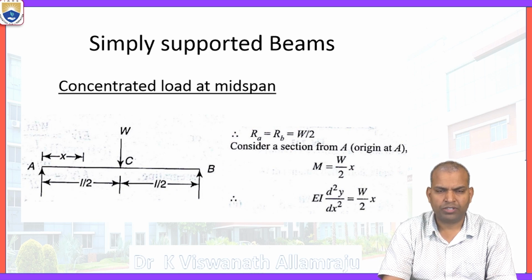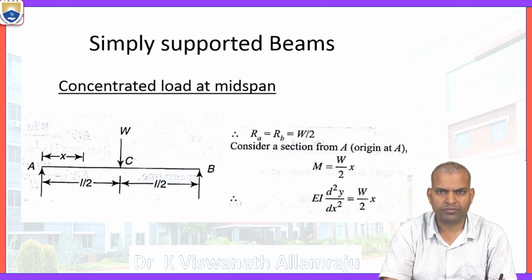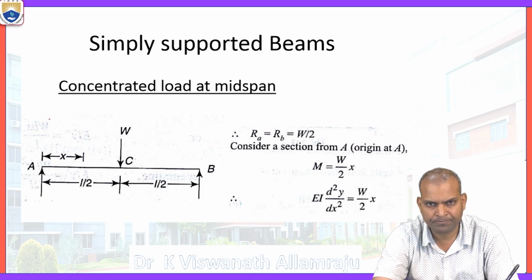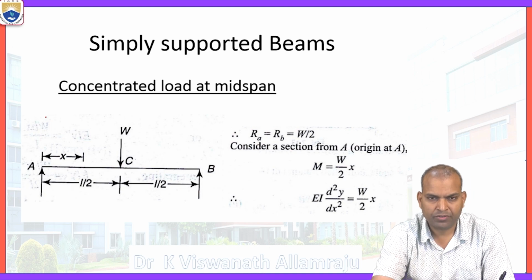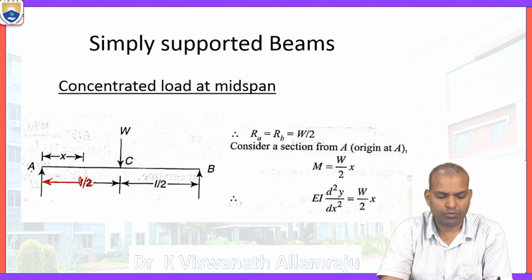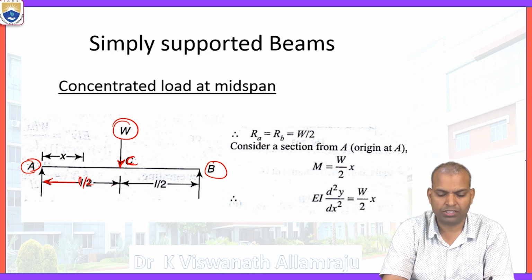But here we are going to study how to use the double integration method for calculating the slope and deflection of a simply supported beam. A concentrated load is acting on the beam at the midspan, that is at a distance of L/2. And there are two supports here, support A and support B. The concentrated load is acting at the midspan of the beam at point C.